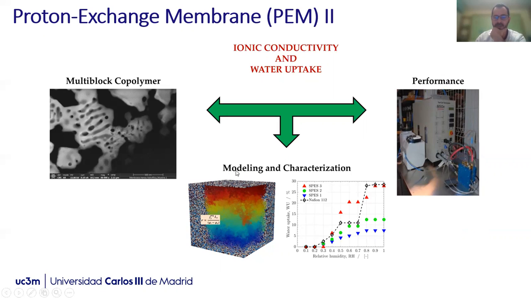It is crucial to understand the connection between performance and the material through modeling, and the modeling must also be accompanied by characterization. These two ingredients are essential to develop high performance material in fuel cells and in general in electrochemical devices. We will focus on this part in the middle, modeling and characterization, in this presentation.